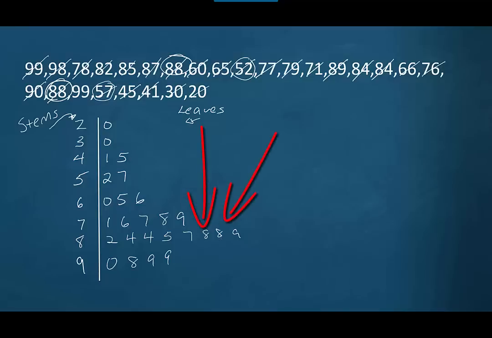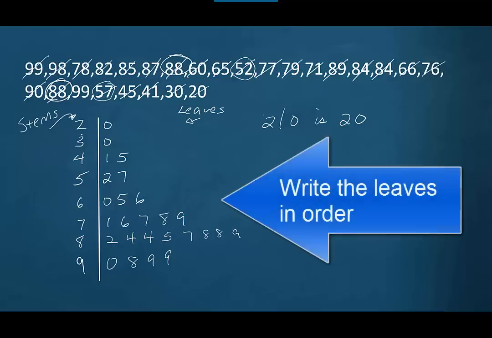Okay, so it's often good to provide some sort of legend here where you say 2 slash 0 is 20. Particularly when these can get a little complicated, when the stems end up being more than just one digit, just the tens. And we'll talk about that here in a moment. Notice that we write the leaves in order.